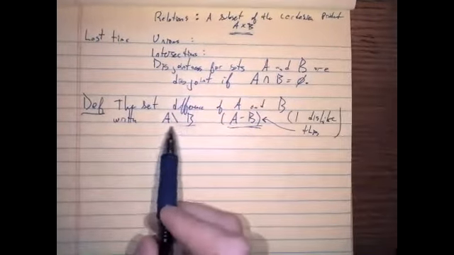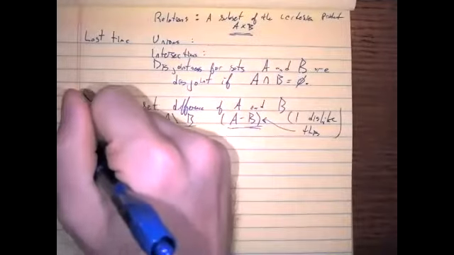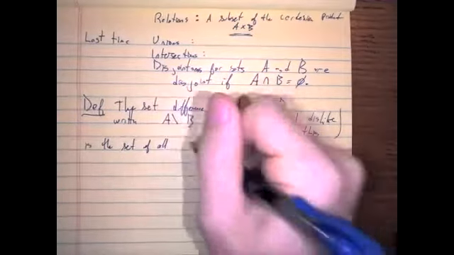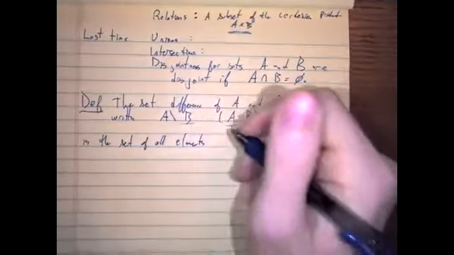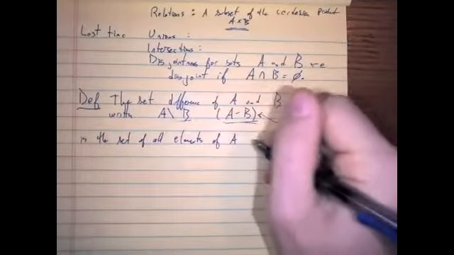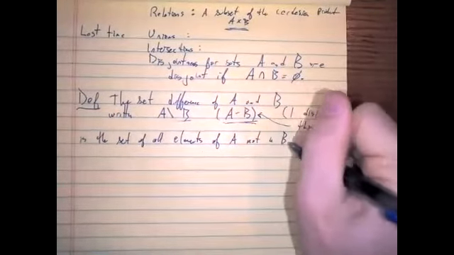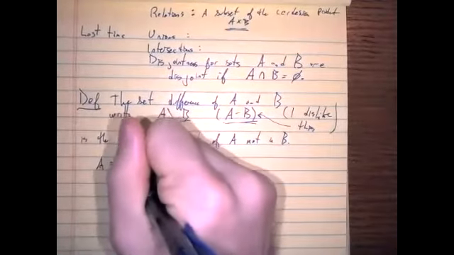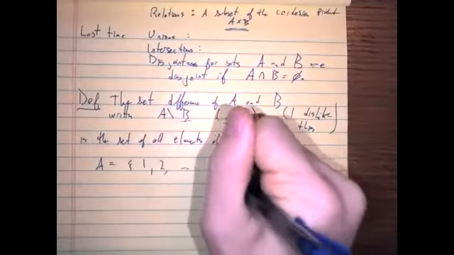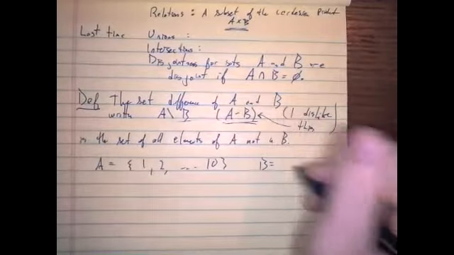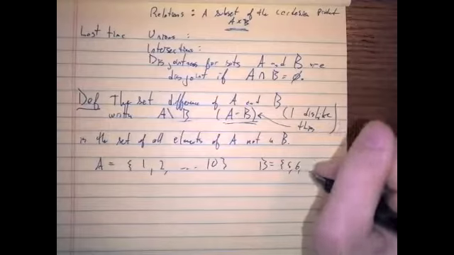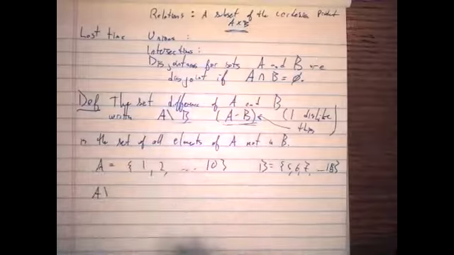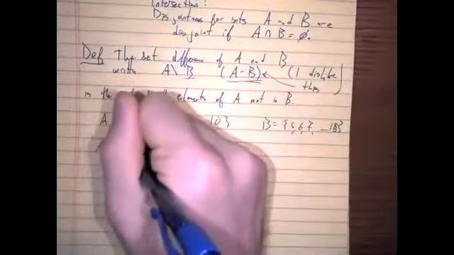Okay, so A set minus B is going to be the set of all elements of A not in B. So for instance, if I set my set A to be equal to 1, 2, all the way up to 10, and I set B to be equal to 5, 6, 7, all the way up to 15, what is A set minus B?